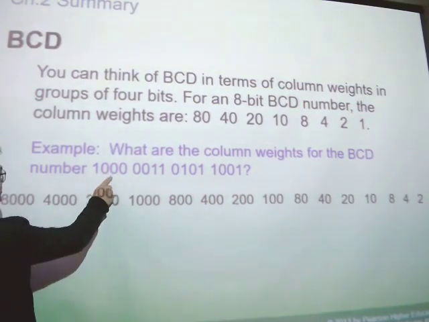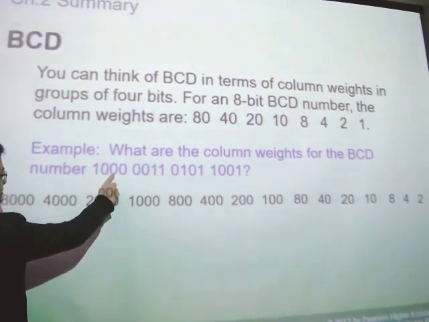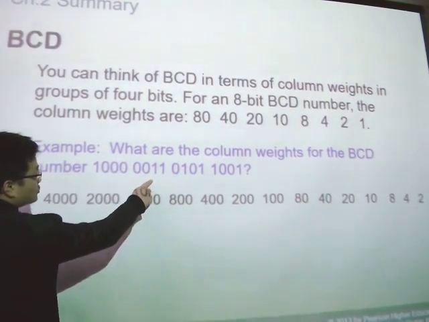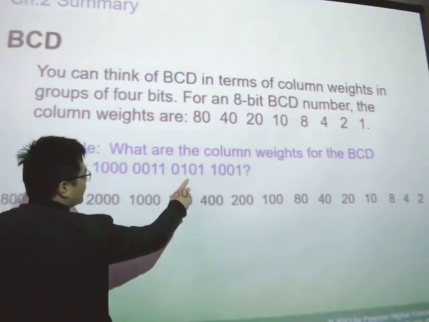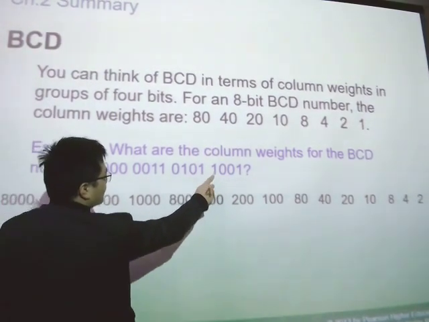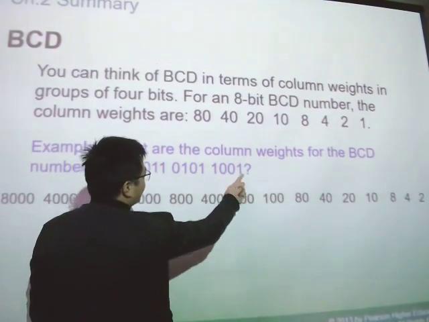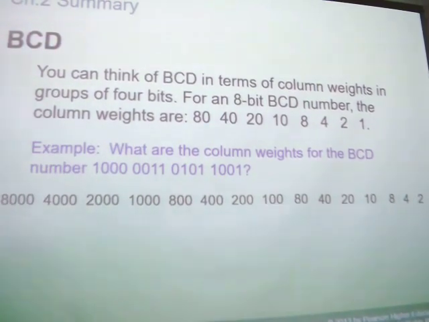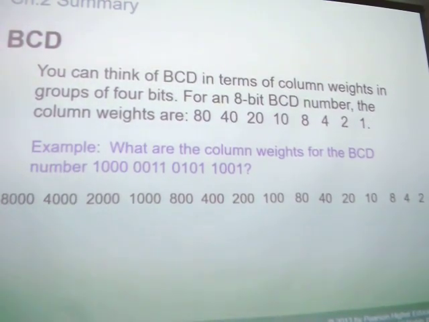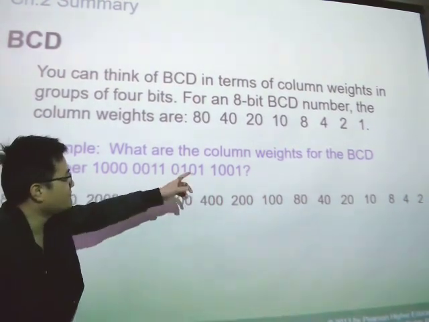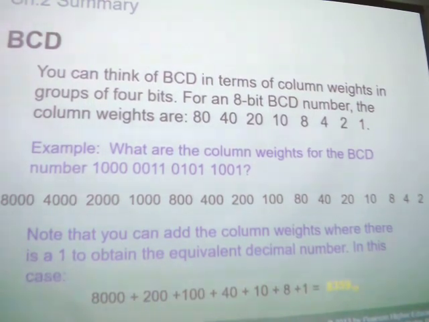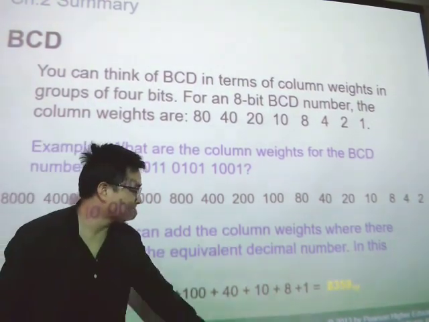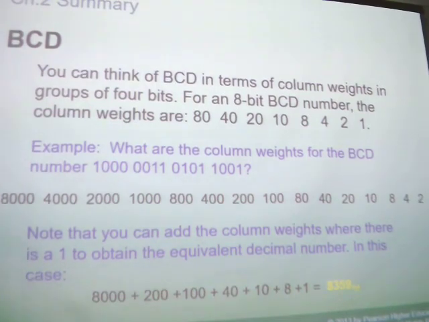So this is 8. This is 3. 4 plus 1 is 5. 8 plus 1 is 9. So the decimal number is 8359. It is very easy. 8359 is a decimal number.